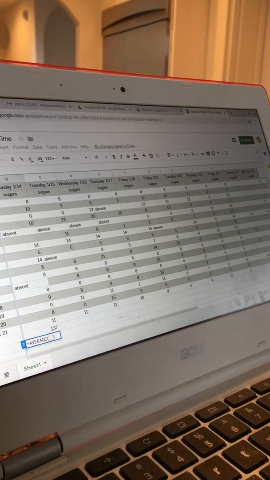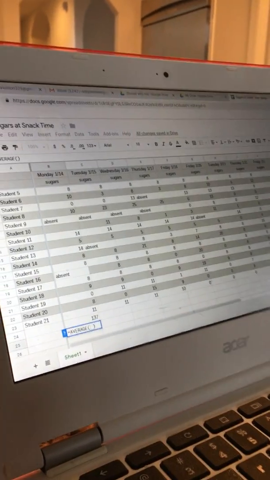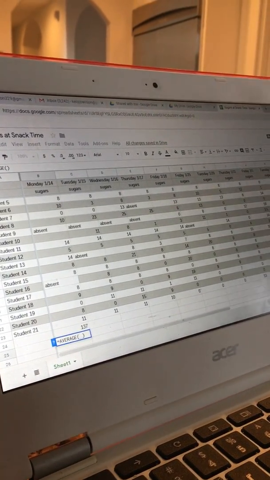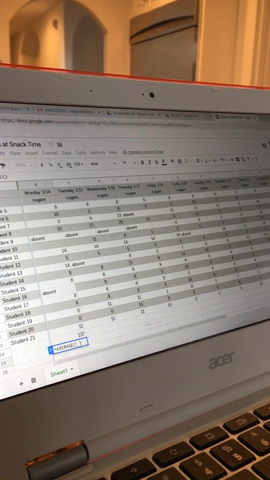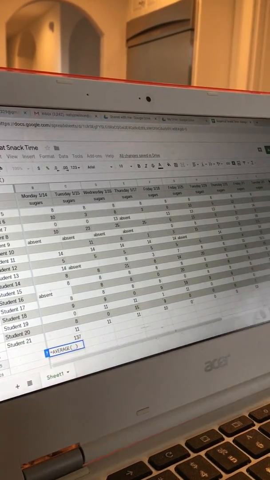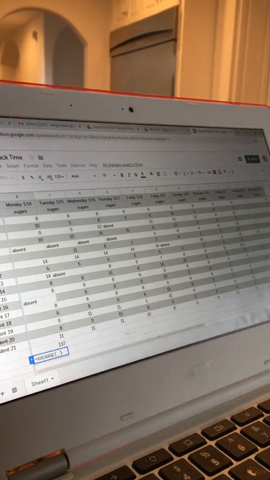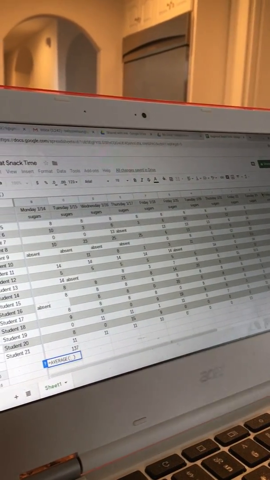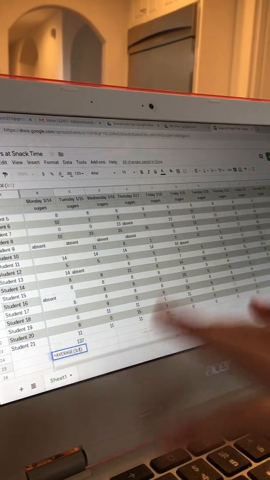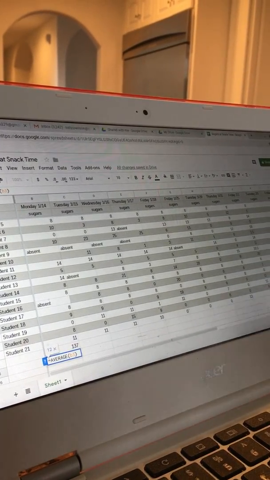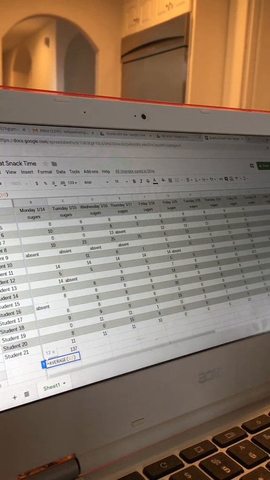Now it wants to know, what do you want the average of? Do you remember what student one's cell is? What was it named? B3. Yep. So put in B3. And then a colon.